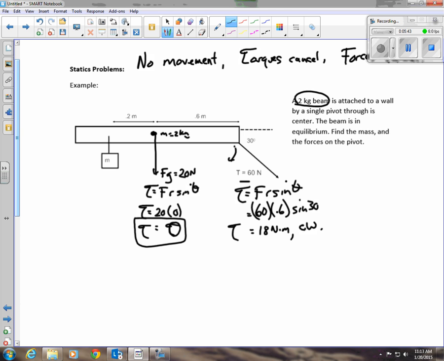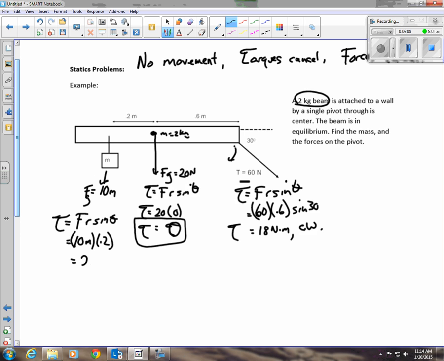Now, the last one, over here, remember we have to deal with forces. So the force of gravity on this thing is going to be 10 times the mass. I don't know the mass, so I'll just do this. And then I can set up my equation for the torque for this one. It's going to be F R sine theta, 10M. R is 2.